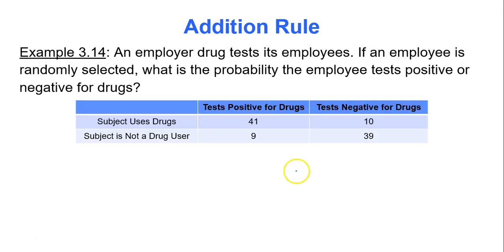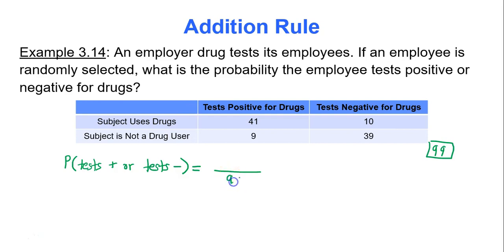So I have an employer that drug tests its employees. If an employee is randomly selected, what is the probability the employee tests positive or negative for drugs? So the probability an employee tests positive or test negative for drugs. So how many people total do I have? I believe the sum is 99. 41 plus 9 plus 10 plus 39.